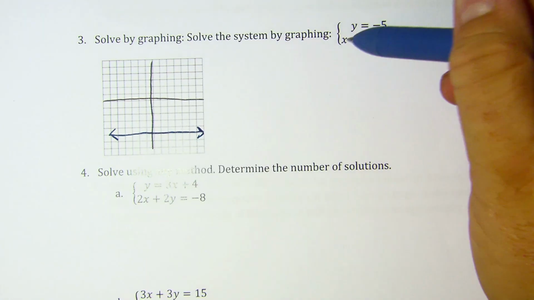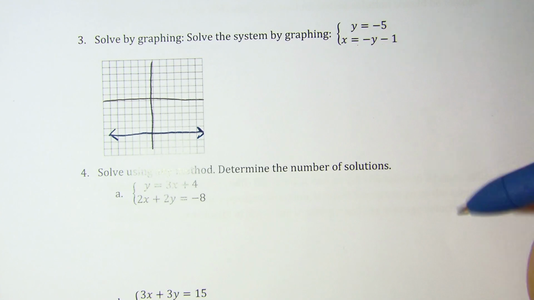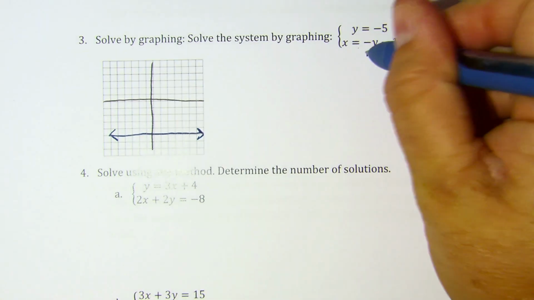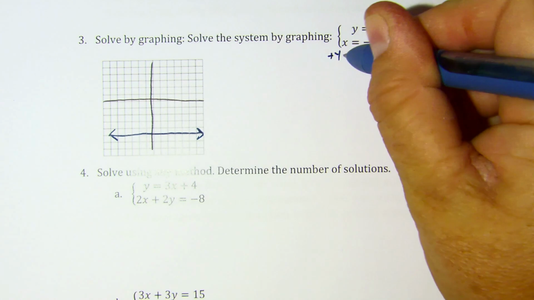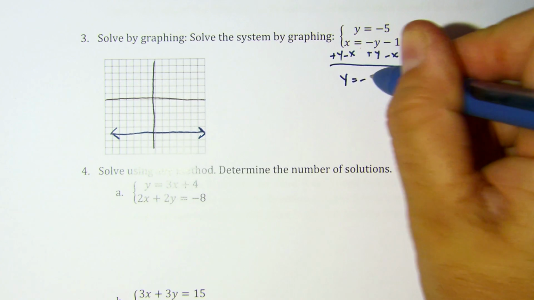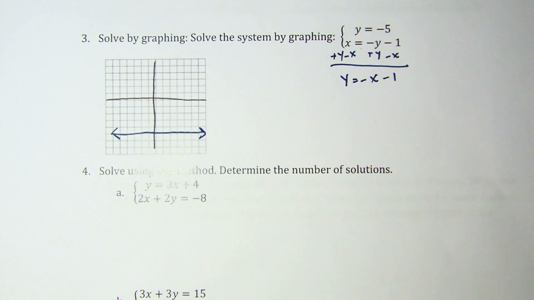And then this equation is written a little bit differently. If I wanted to, I could rewrite it so it was in slope-intercept form. So if I add y to both sides and subtract x from both sides, I have y equals negative x minus 1. And that's a little bit easier for us to graph.